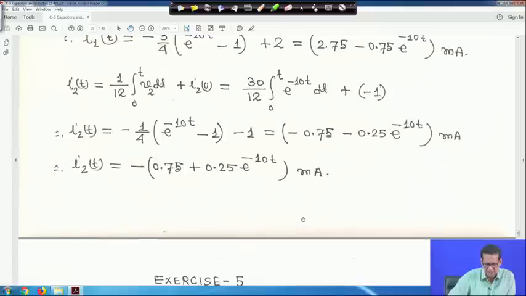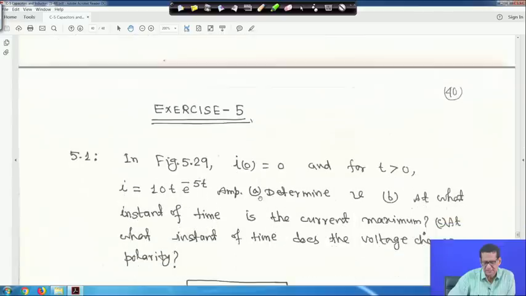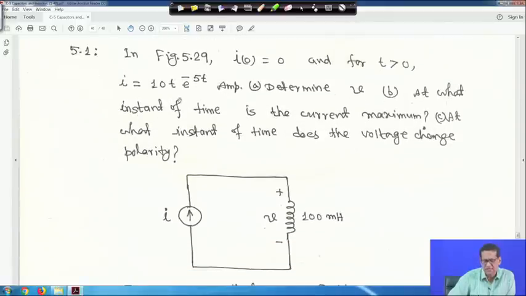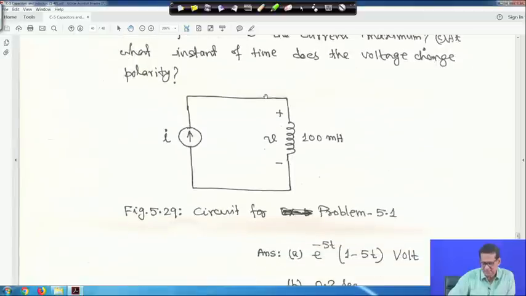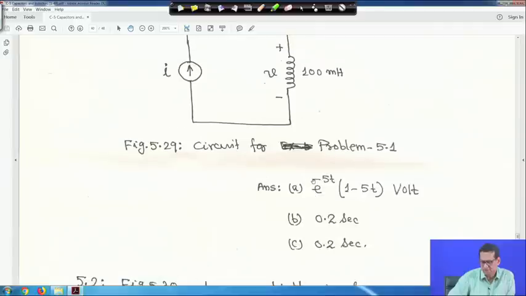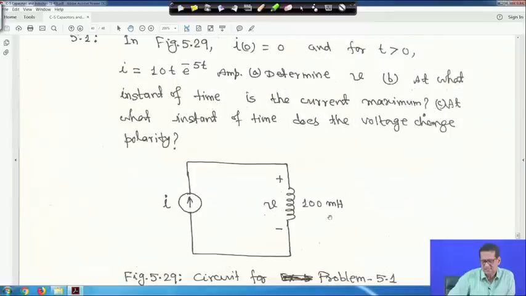This is I2(t). With this, the capacitor and inductor topic is closed. Examples 1 and 2 are given here, like example 1 you will solve it for that. You read it, I am not reading, everything is given here, and the answer is also given. Only one problem I am giving here, and this is the answer and this is your problem.